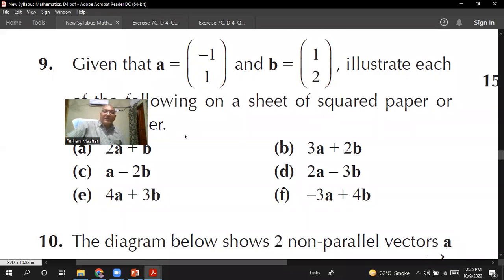Okay, then we have the F part, minus 3A plus 4B. Okay, minus 3A plus 4B.